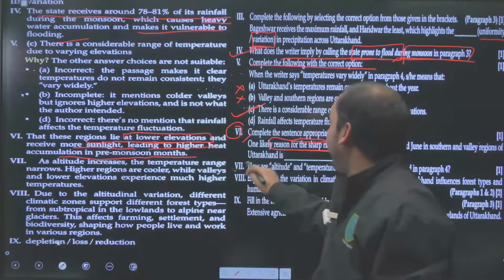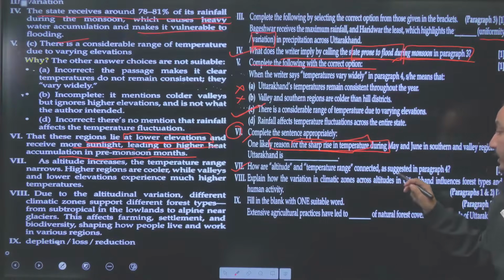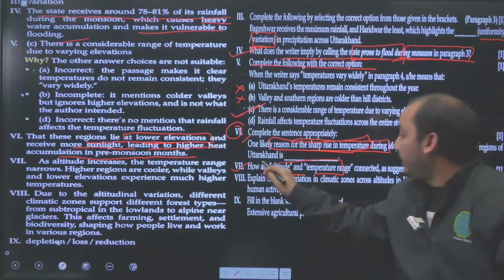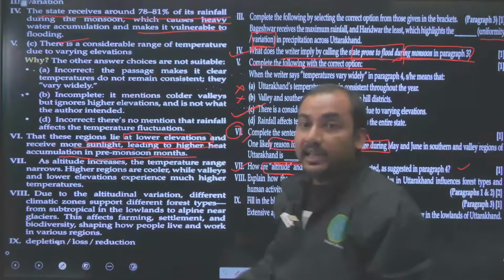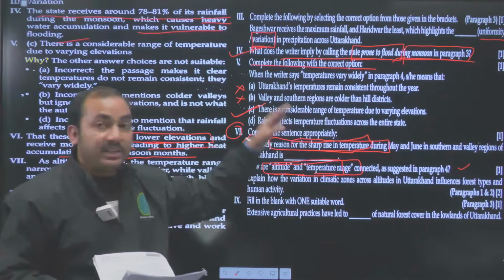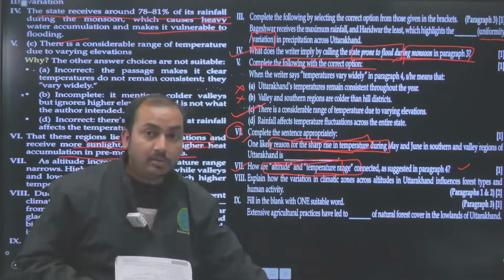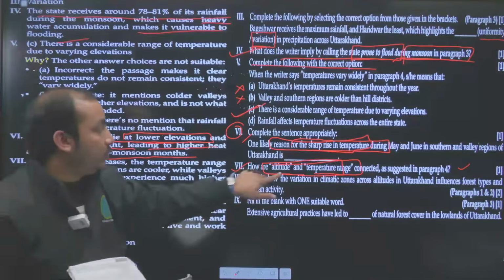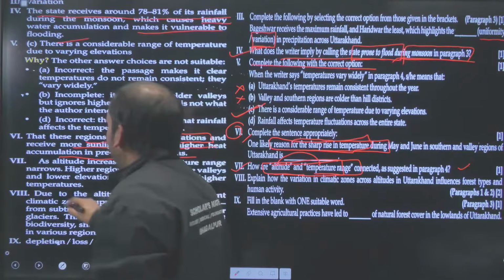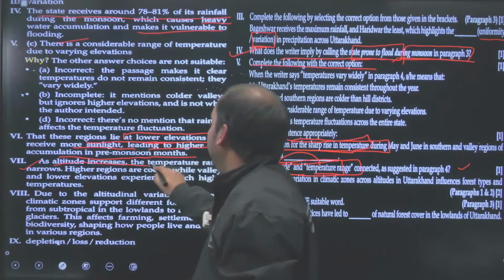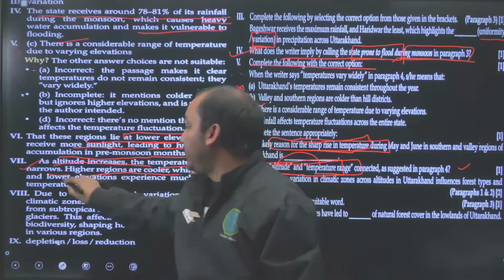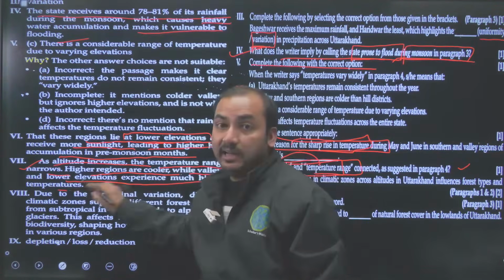Now, question number 7. How are altitude and temperature range connected as suggested in paragraph 4? Altitude and temperature range are both connected. Yes, exactly. According to the passage, as we go high up, temperature decreases. As we go low, the temperature increases. So both are interrelated, interdependent on each other. As altitude increases, the temperature range narrows. Higher regions are cooler, while valleys and lower elevations experience much higher temperatures.